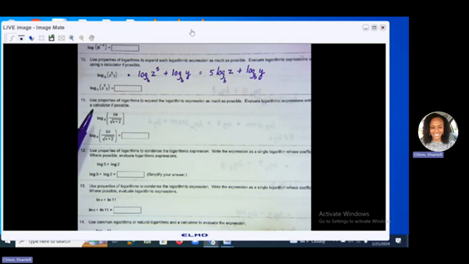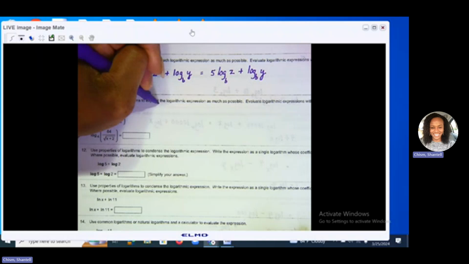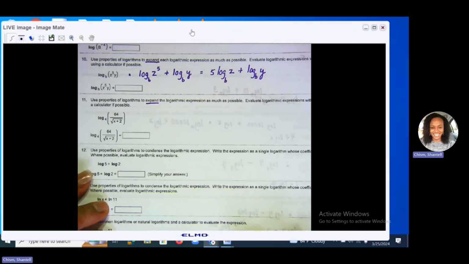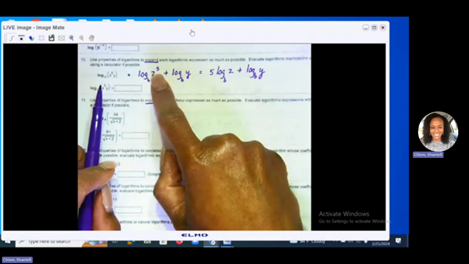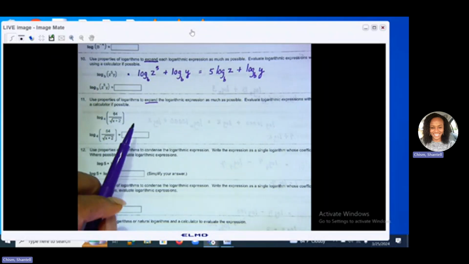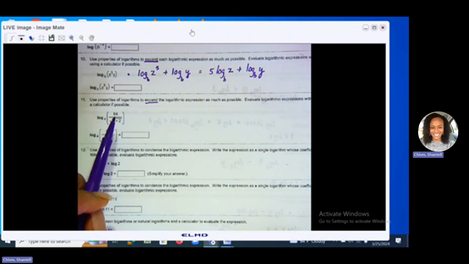Look at number 11. So with number 11, we've got a quotient. Okay, whereas here we started with a product. So the order is typically product rule, then power rule, or quotient rule, then power rule. The power rule is typically the last rule that you apply when you are expanding. Notice that these say expand. When you are expanding, notice that we applied the power rule last. We first wrote them as a sum, then we applied the power rule. So I'm going to do the same thing here. I'm going to first write this quotient as a difference, and then I'll apply the power rule.